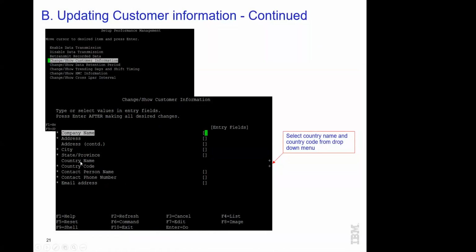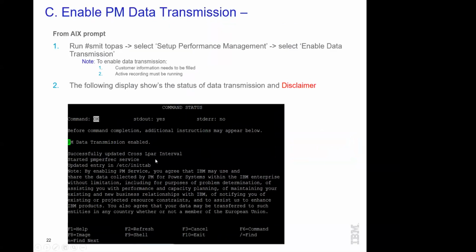The country name and then country code, you have to select. You see on the right side, again, select country name and country code from the drop-down menu. You press F4, and it should give you the list, and select the correct country name and country code from that. And fill in your information, contact name, phone number, email address, and then press enter and move forward. Now, from the AS prompt again, we need the data.